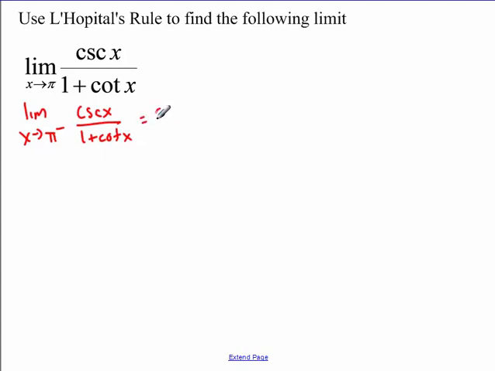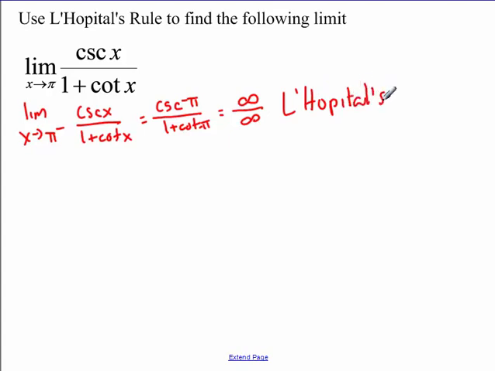Okay, so plug in. It's not negative pi, it's to the left. Okay, this would be infinity over infinity. So we need to use L'Hopital's rule. Again, notice how I've written out the infinity over infinity, L'Hopital's rule.